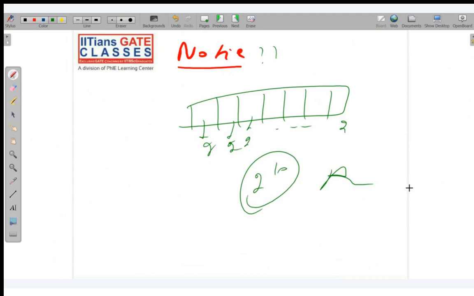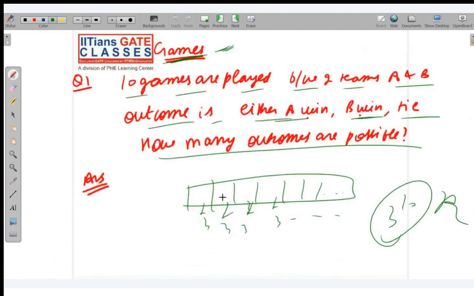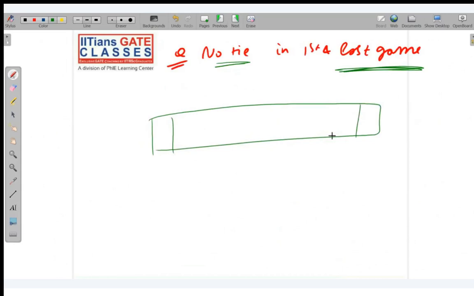Okay. Yes, I'm jumping to the next slide. Next is no tie in the first and the last game. This is the beautiful type of question. That's why I'm again and again showing you the box method only. Without the box method, you cannot solve these kinds of questions. No tie in the first and the last game. So what do you mean by this? This is the first and this is the last game.